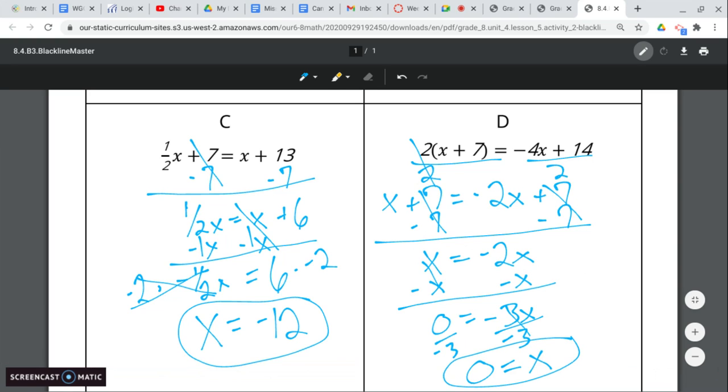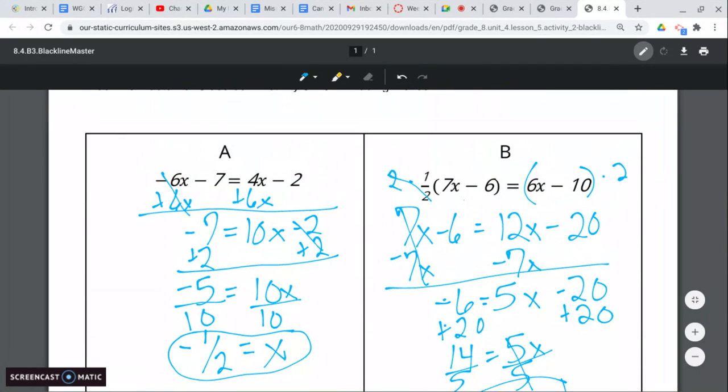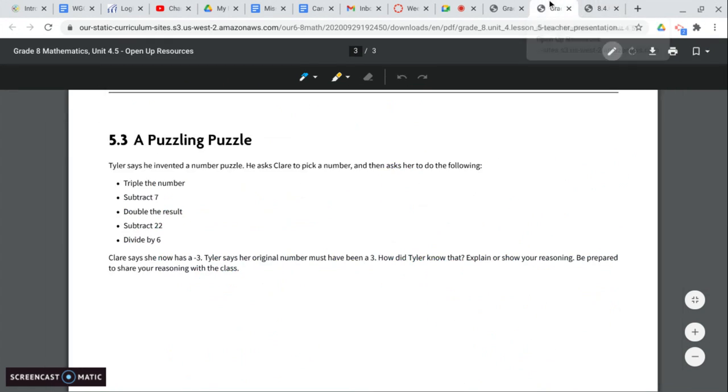Okay? All right, so these are a little more complex, that's for sure. We've got a lot of things going on in here. We've got fractions that sometimes we can't get rid of. We've got distributing. We've got problems where constants disappear, all sorts of stuff. So your keyword for this lesson is complex. Complex.